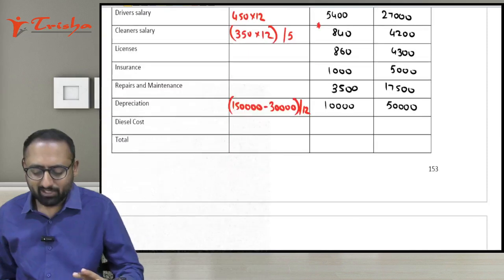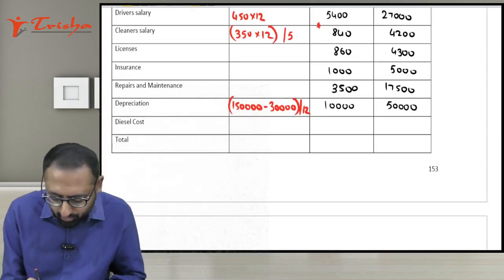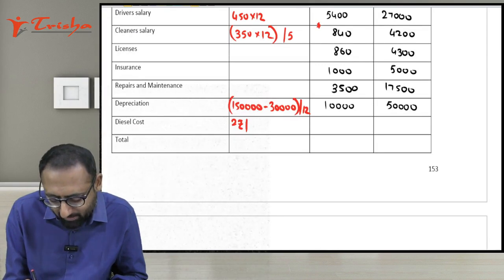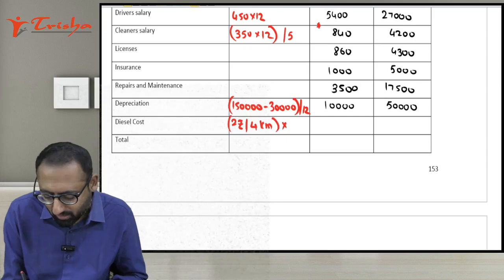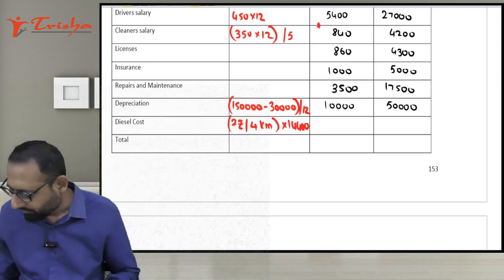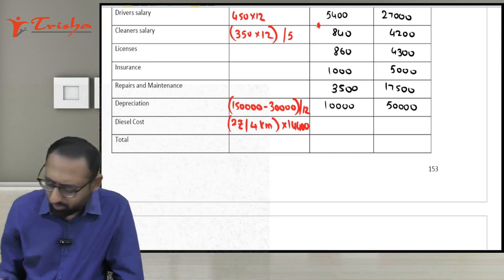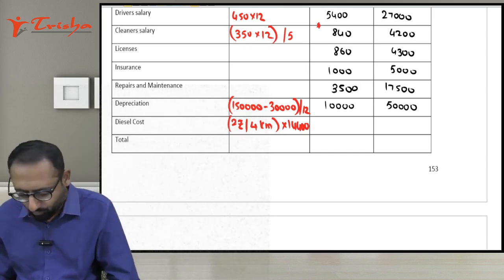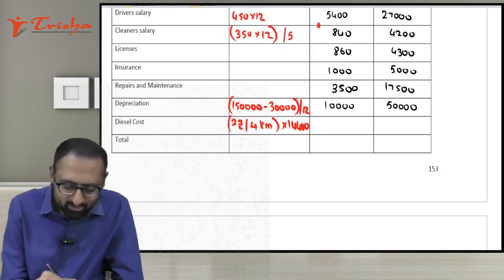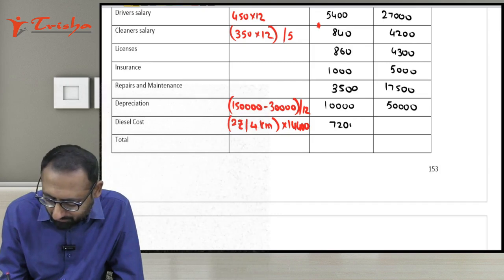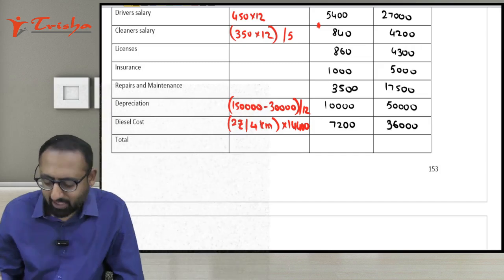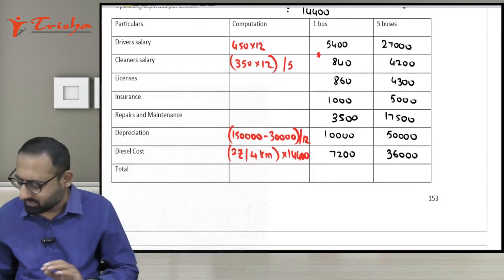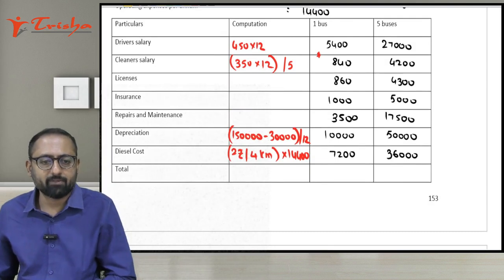Okay, now let's calculate the diesel cost. Diesel cost is 2 rupees; for 2 rupees, that bus will travel 4 kilometers, and in a year one bus will travel 14,400 kilometers. So 2 divided by 4 multiplied by 14,400. Guys, your cost will be 7,200, and for the five buses, your cost will be 36,000. Okay, now I'll take a total of all the expenses for one bus and total expenses for the five buses quickly.